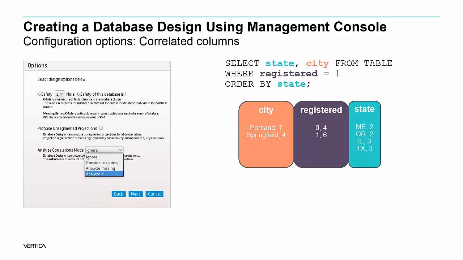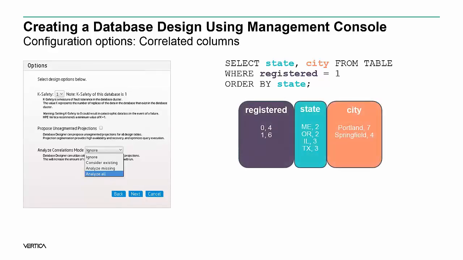If you choose to design with correlated columns in mind, then the order of grouped columns and the query predicates are taken into account. The DBD will most likely build a different projection column order: registered, then state, then city.